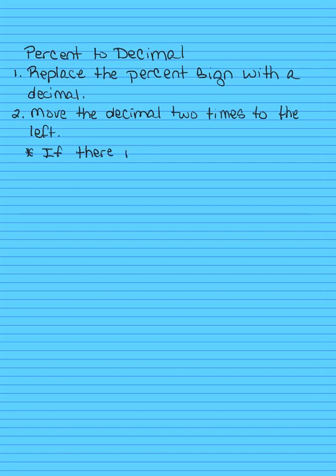You need to make a note that if there is already a decimal, you're not going to add another one. You're just going to use the one that's there. So if there's already a decimal there, you're going to move that decimal two times to the left. So don't add another one, we're using the one that's there.